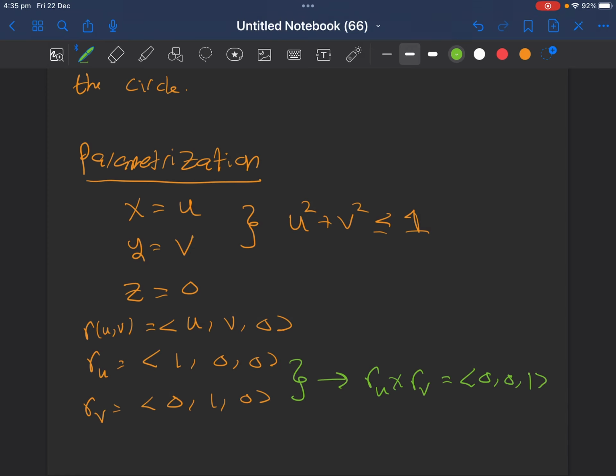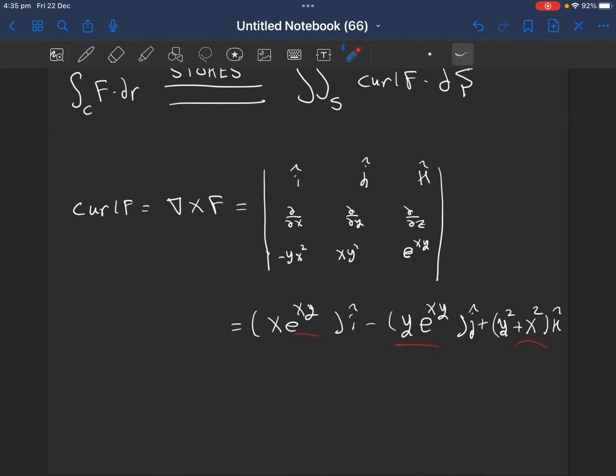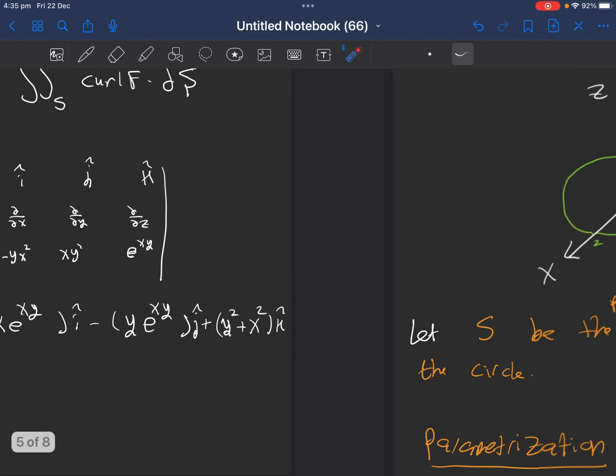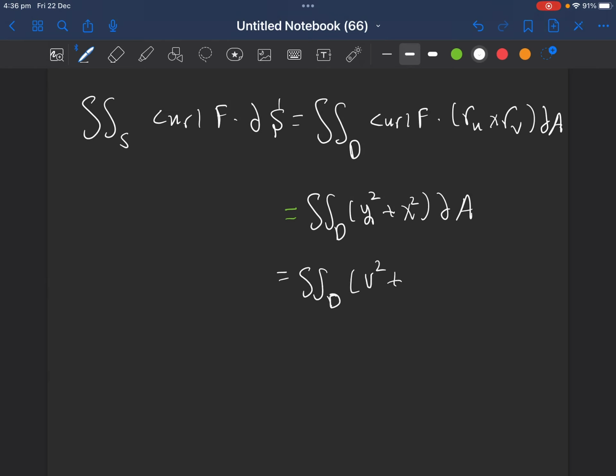The next step, we need to do the dot product between 0, 0, 1 and the curl. If we do the dot product, the only term that will survive is the y squared plus x squared. So here what we will get is equal to the double integral of y squared plus x squared dA. Of course, we have to write it down in terms of u and v. And this is just v squared plus u squared dA.